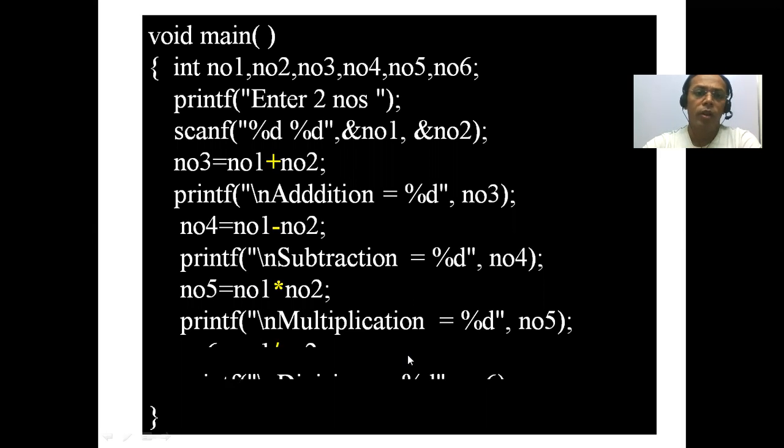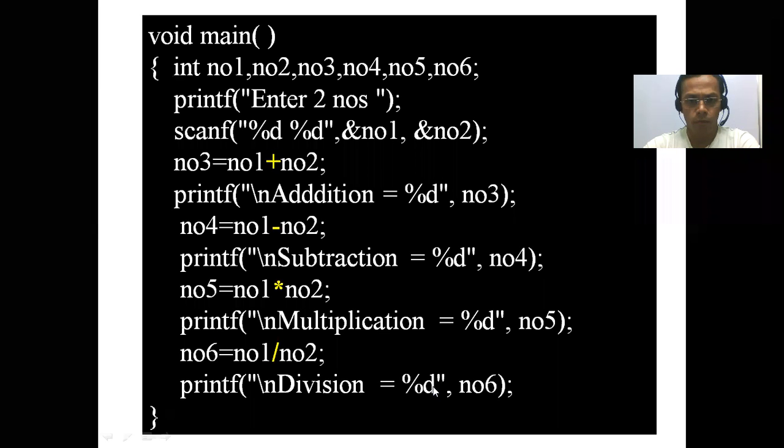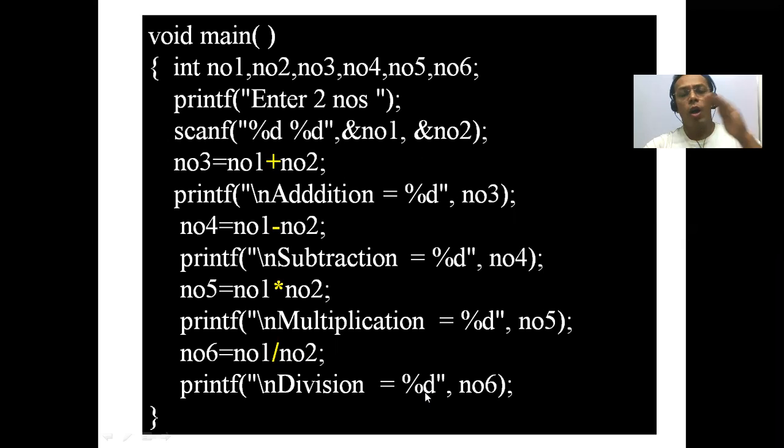Then NO6 equal to NO1 slash NO2. Divide two numbers. Now this is a slash, remember, not backslash. So NO1 slash NO2, the division will be stored in NO6 and print that division as a %d. Now integer divided by integer, answer is always integer, and to print integer answer, %d is sufficient. How to display fractional number, I'll explain to you. Don't just write here %f. %f will not give you fractional answer. What to do, I'll explain in a minute.